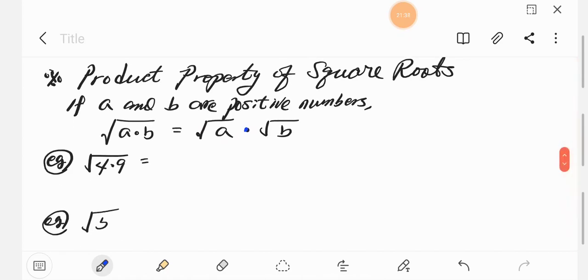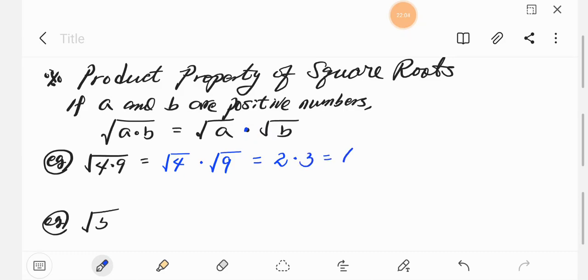Which means the square root of 4 times 9 is what? You can separate 4 and 9 with the square root. So the square root of 4 times the square root of 9. Then the square root of 4 is 2, isn't it? Because 4 is 2 squared. 4 is a perfect square, which is 2 squared. So this is equal to 2, right? And then the square root of 9 is 3.